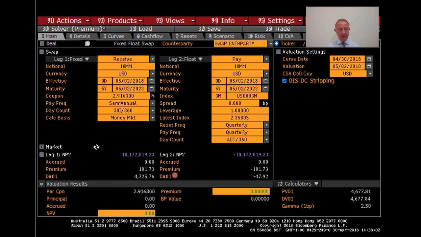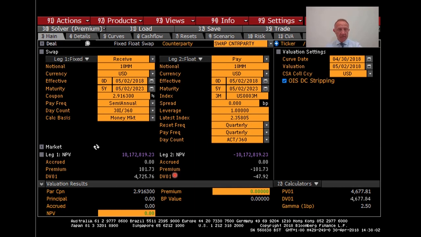Let's have a look at a real swap. The first one is for US dollars. On the left-hand side, you've got all of the details of the fixed leg, and in the middle, you've got all of the details of the floating leg. Both legs have the same notional, which is common, 10 million. Both legs are in US dollars. They could be in different currencies. Here they are in the same currency. And the swap has a term of 5 years, running from 2018 through to 2023.